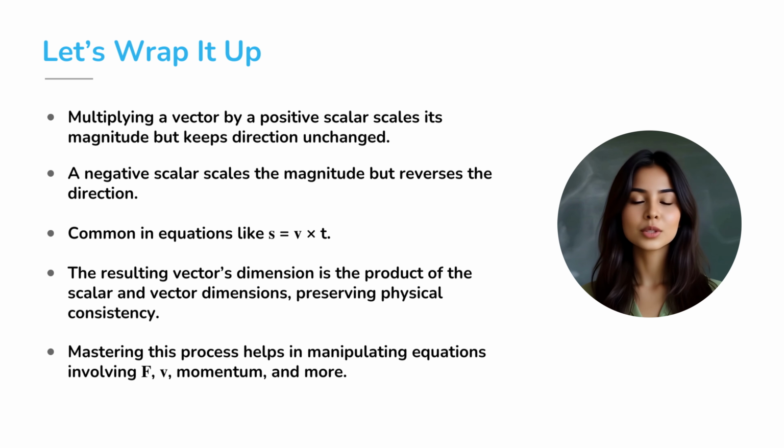Let's quickly wrap up today's concept. When you multiply a vector by a positive scalar, you scale its magnitude, but the direction remains unchanged. When you multiply it by a negative scalar, the vector flips. Same magnitude, scaled, but opposite direction. This operation helps us model motion, forces, and changes in physical quantities over time. The new vector's dimension is always a product of the original vectors and the scalars, preserving physical meaning in equations.